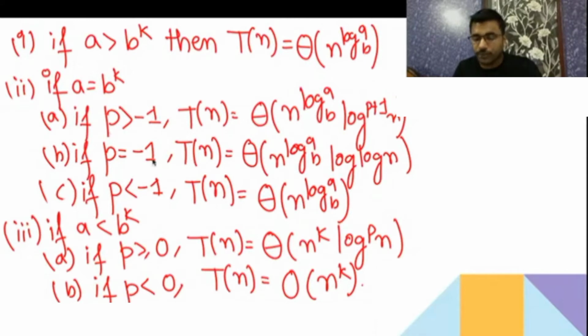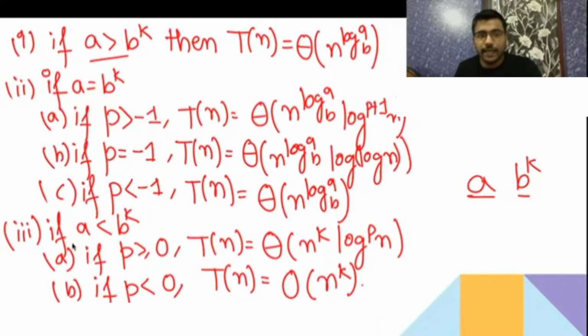We are always going to compare a and b to the power k. If a is greater than b to the power k, then Tn is theta of n to the power log_b a. If they are equal, then we compare p. If p is greater than -1, then Tn is equal to theta of n to the power log_b a times log to the power p+1 n. If p is equal to -1, then the time complexity is going to be theta of n to the power log_b a times log of log n. It is log of log n.